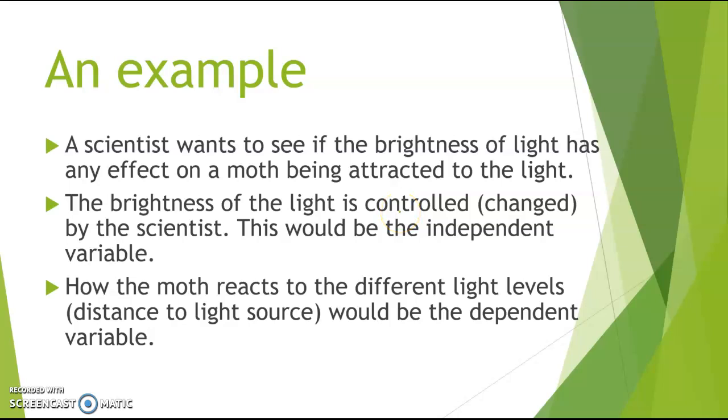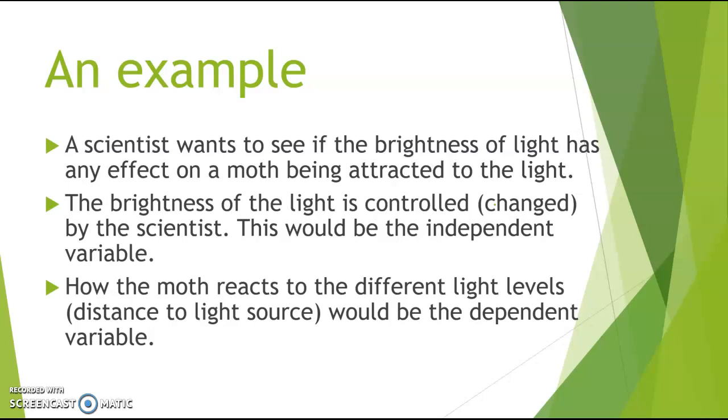So in this little experiment, the brightness of the light is controlled. He's controlling or changing the brightness of the light. He can make it very dim, very bright, in the middle. The scientist is controlling the light, so that would be the independent variable. I always think that an independent variable is something that you change. An independent woman can change her mind 1,000 times. So an independent variable is something that a scientist is changing.